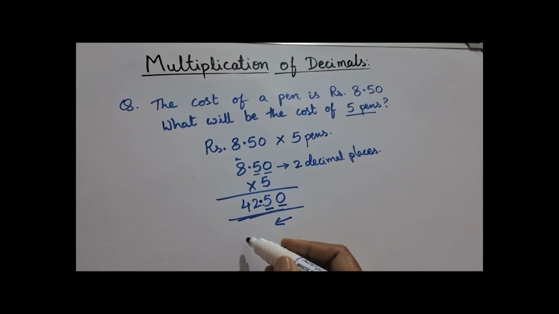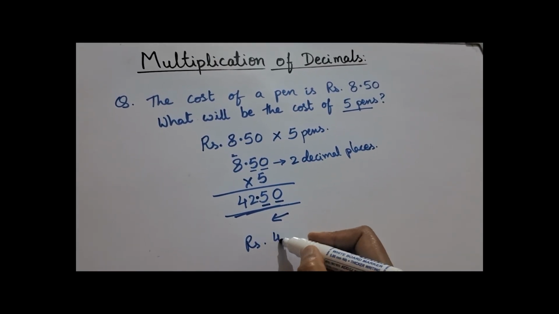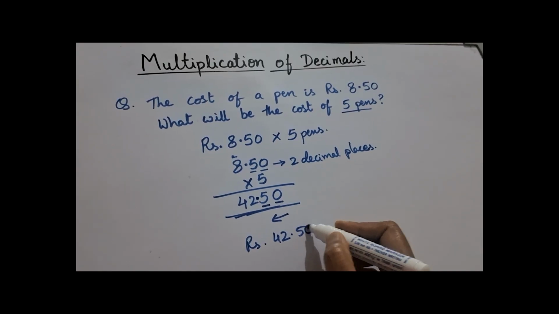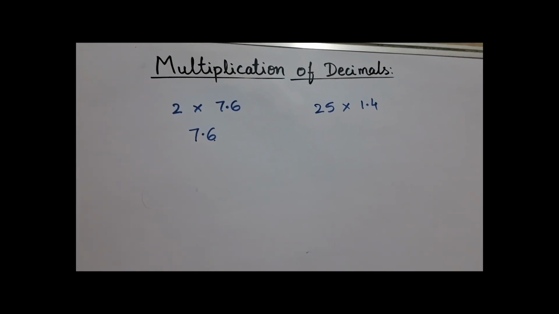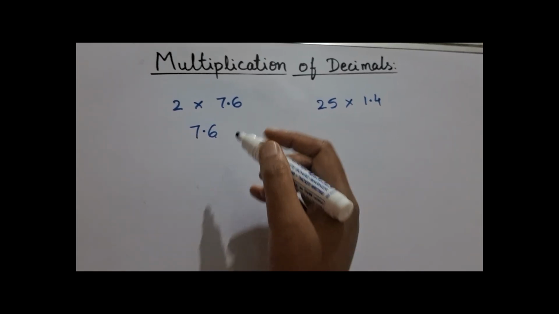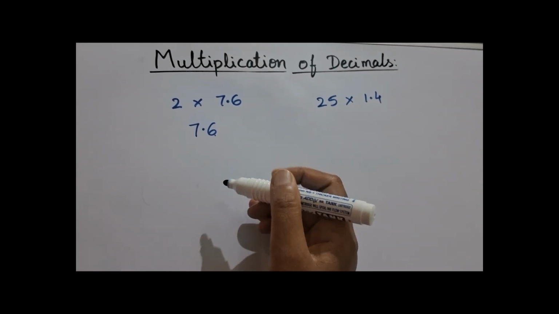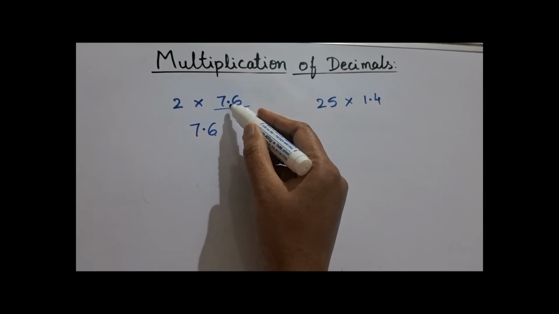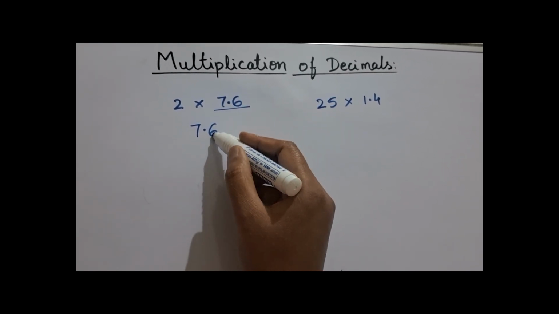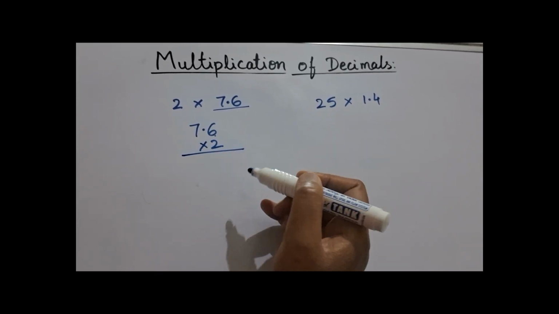So the answer will be, the cost of 5 pens will be rupees 42.50 paisa. Okay children. Now let us take some more examples, children. In this first example, 2 into 7.6. This is the decimal number, and you have to multiply that one with 2.